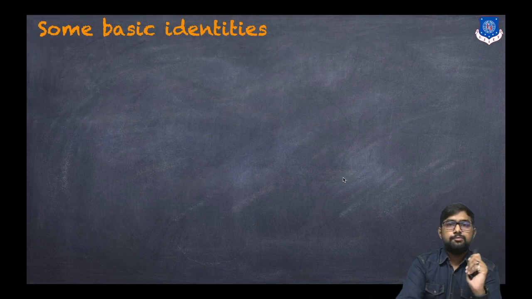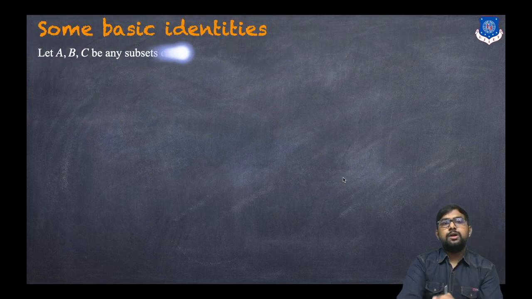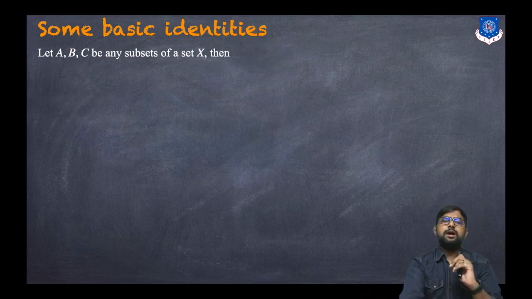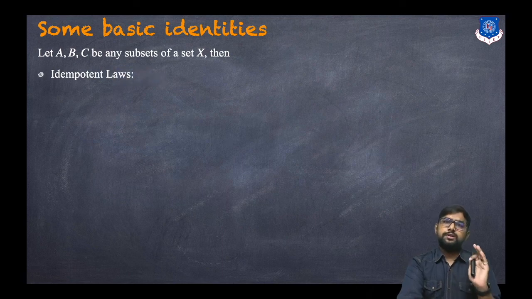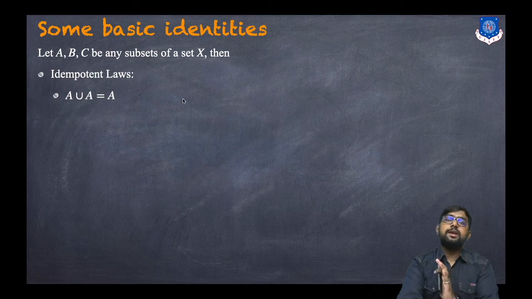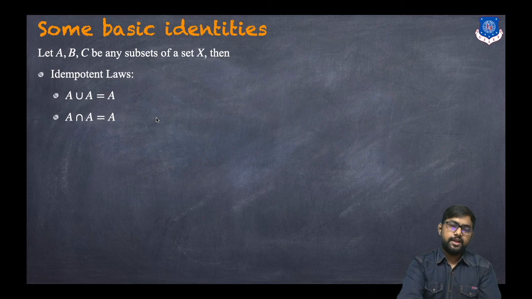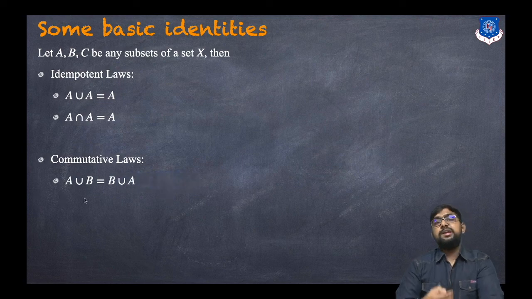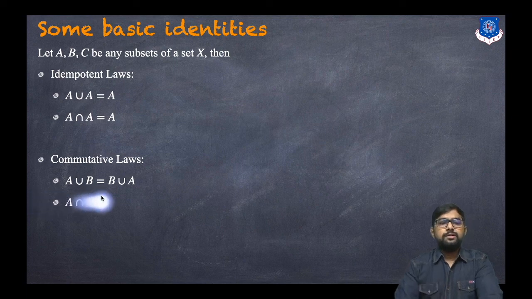Now let us discuss some basic identities. Let A, B, C be any subsets of set X. The first law is the idempotent laws: A ∪ A = A, and A ∩ A = A. Now what is the commutative law? A ∪ B = B ∪ A, so you can change the order. Then A ∩ B = B ∩ A.